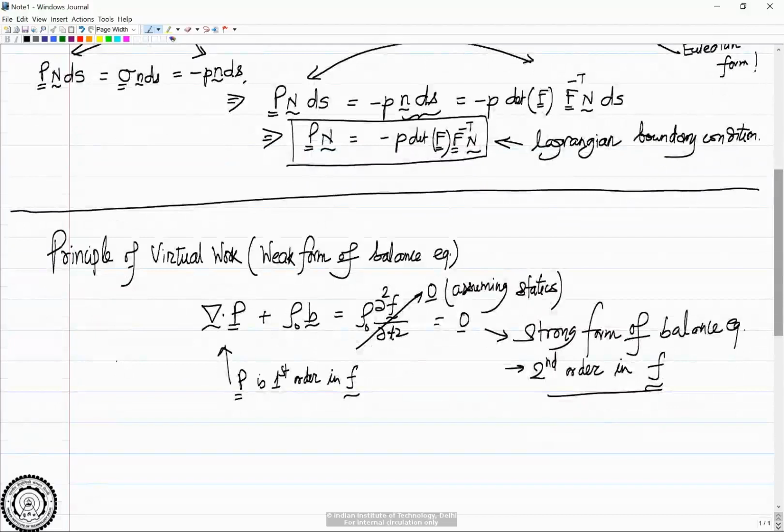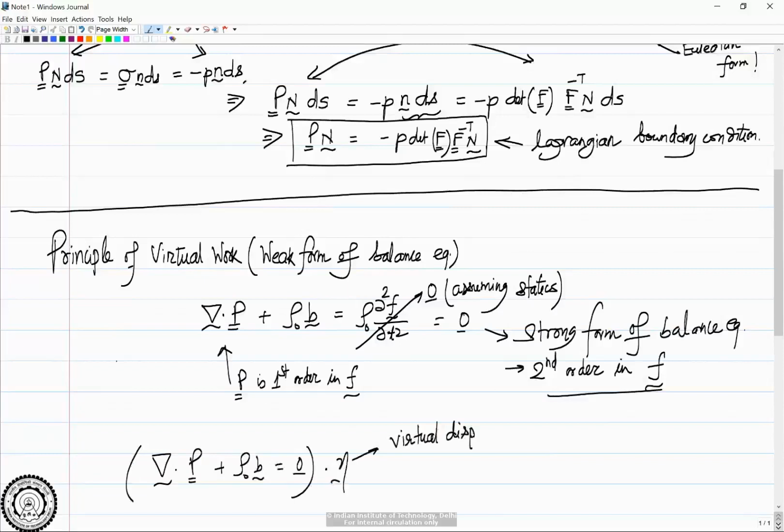Anyway, to work it out, what we say is that let us multiply the strong form of the equation with some test function. And they also say it to be virtual displacement. And I'll make it clear what exactly it means, virtual displacement or virtual velocity. Okay, and it's also called test function.